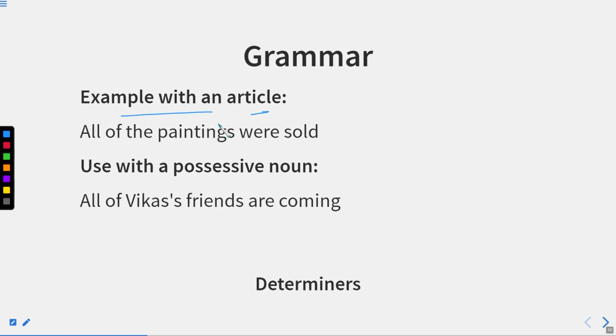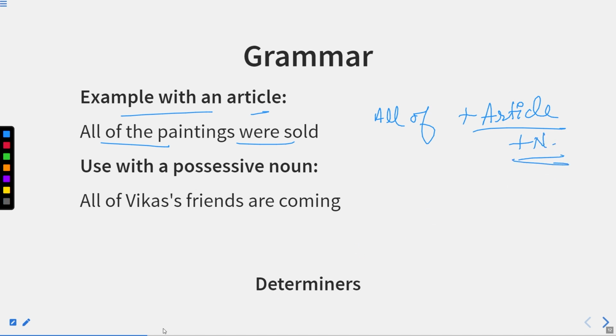Example with an article. All of the paintings were sold. So here you can see that all of, and after that we have an article, or we also call it a determiner. So all of plus article plus noun. Now this noun is mandatory. So all of the is article, and paintings is a noun. This noun is mandatory. Now if the noun is not there, it is not easy to use a determiner over there.